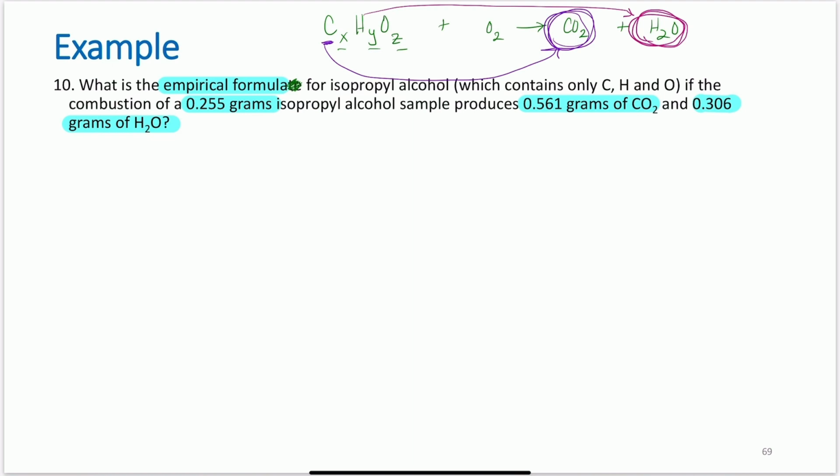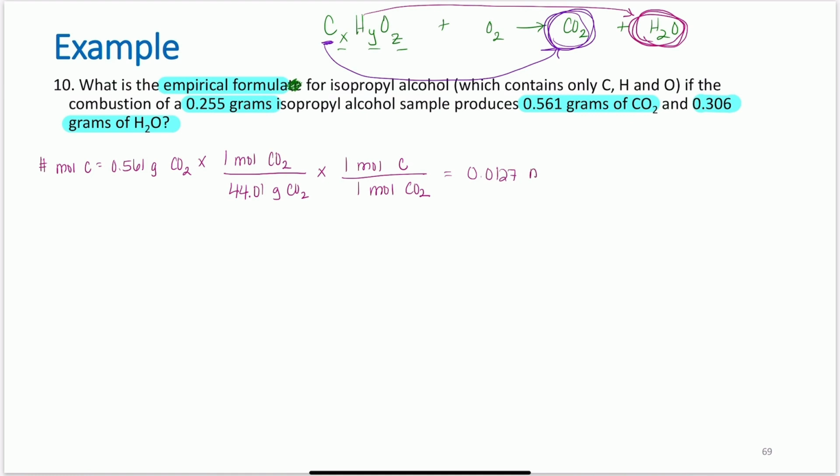So first, I want to find the number of moles of carbon. But to do that, I'm going to use the amount of CO2 I have to determine how much carbon went into making that much CO2. So I have 0.561 grams of CO2. Convert that to moles of CO2. I know there's 1 mole of carbon for every 1 mole of CO2. This gives me 0.0127 moles of carbon.